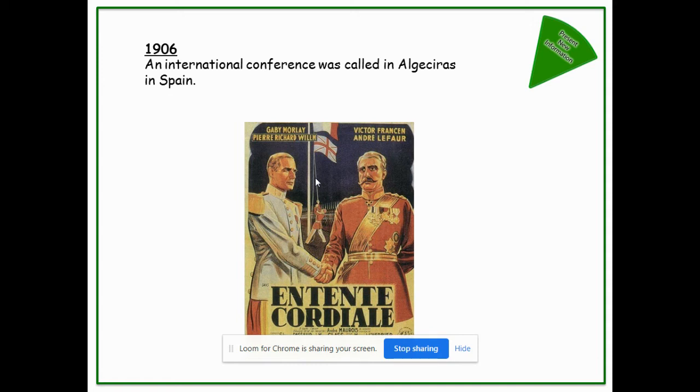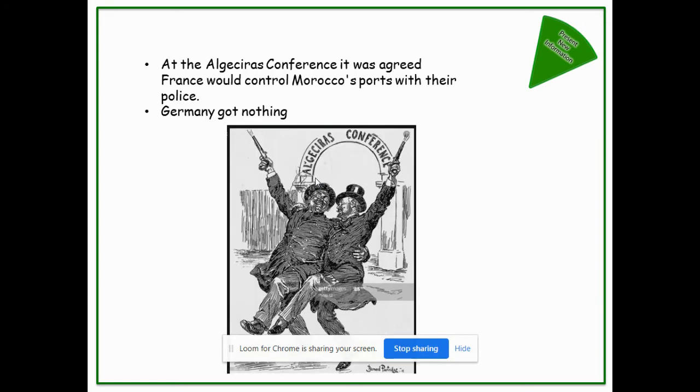And at this conference, France and Britain, along with a whole host of other countries, worked together to make sure that Germany wouldn't have any control of Morocco and that France would get to control parts of Morocco. At the Algeciras Conference in 1906, it was decided that France would control Morocco's ports with their police. Germany was given nothing. And this had some important consequences for the stability of Europe and peace in Europe, and also the feelings of the Kaiser and the other countries involved.